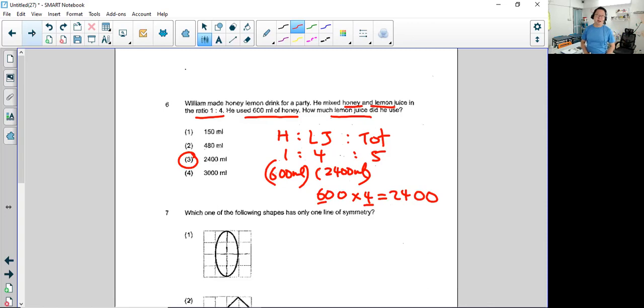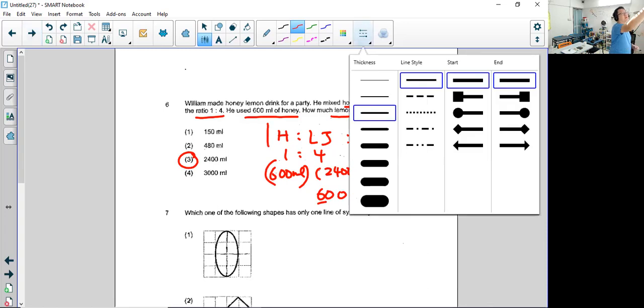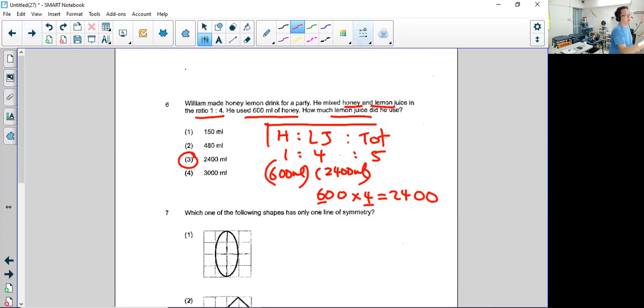So what is ratio method? Ratio method means you use ratio to actually solve the problem. When you use ratio, you have to label the ratio. Once you label the ratio like this, you are actually using the ratio method.